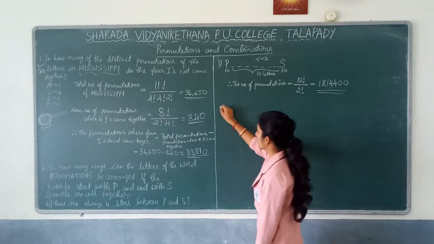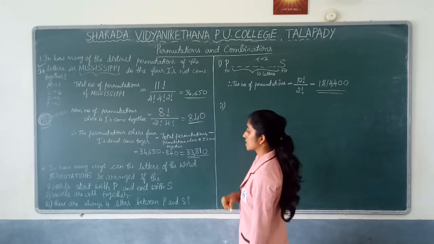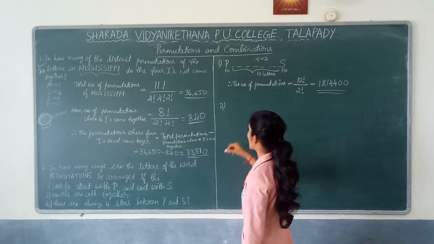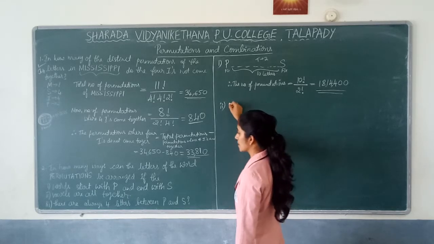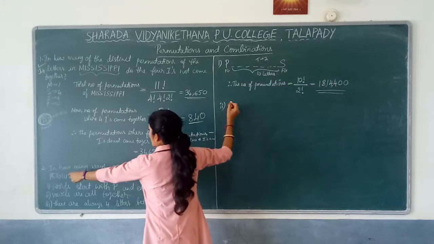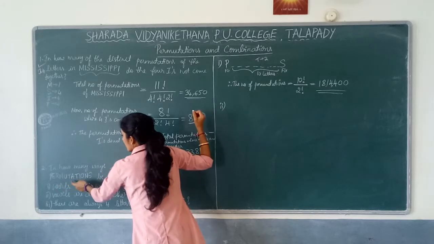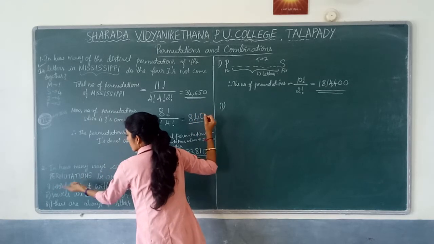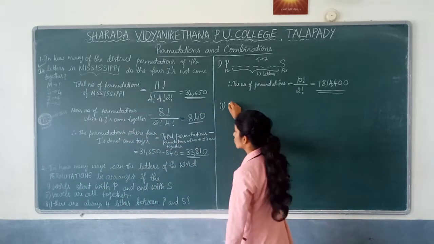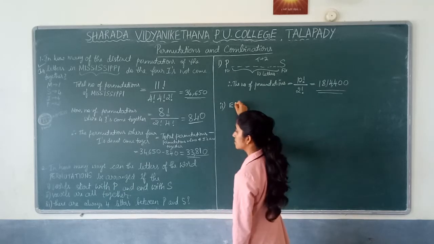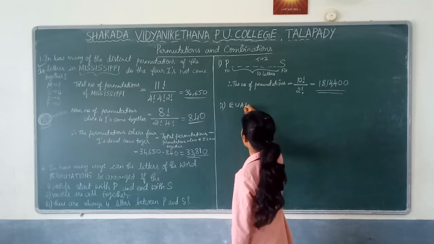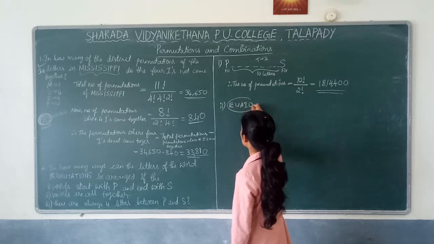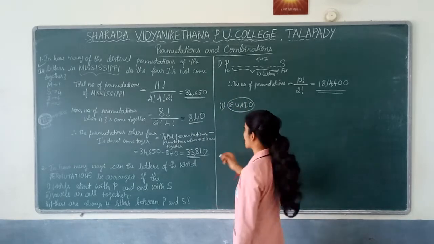Okay. Now the second one. What does the second one say? Vowels are all together, right? How many vowels are there here? See, E is a vowel. E, U, A, I, O. Remaining all are consonants, right? So I'll write that together. E, U, A, I, O. These are the vowels. So all the vowels occur together.